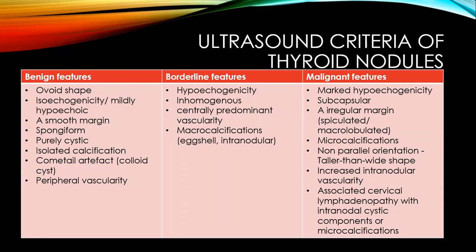If they're inhomogeneous, and if we see centrally predominant vascularity, or we see microcalcifications like axial calcifications or intranodular calcifications, which are bigger. So when we have the borderline features, we need to consider other features and not just choose those found in the borderline features to classify our nodule.